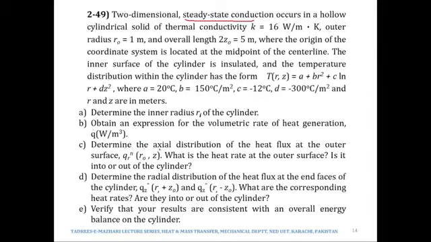In part C it says determine the axial distribution of the heat flux. What is the heat rate at the outer surface? So we have to apply Fourier's law, q double prime is minus k ∂T/∂r, and then we have to evaluate it at r equal to r naught, because we have to find the heat rate at the outer surface. Is it into or out of the cylinder? You will come to know from the sign of the answer.